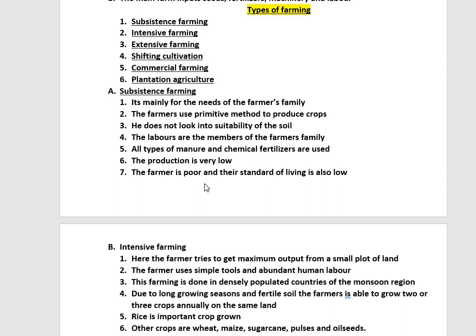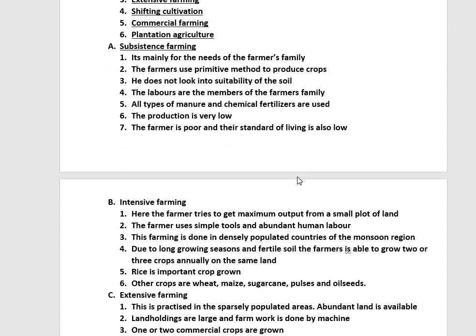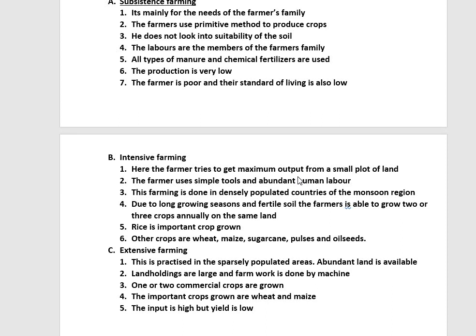So the production will be very low, the farmer is poor and the standard of living is also very low. Because of this type of farming, the farmers are very poor, and because they grow crops for their own need, they don't sell much of the crops. Because of this reason, they are very poor and have a very low standard of living.